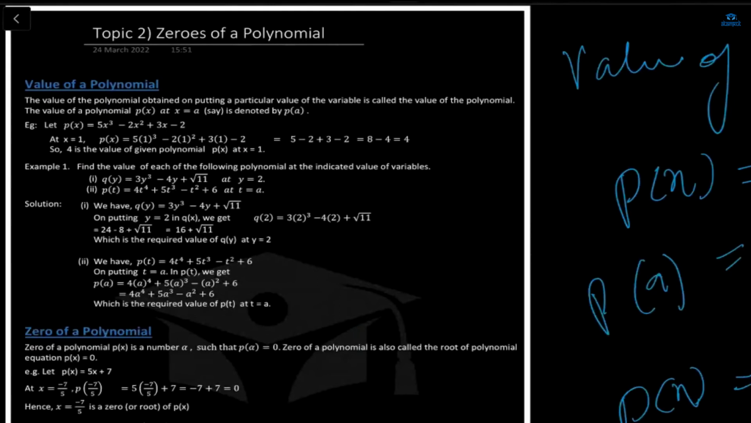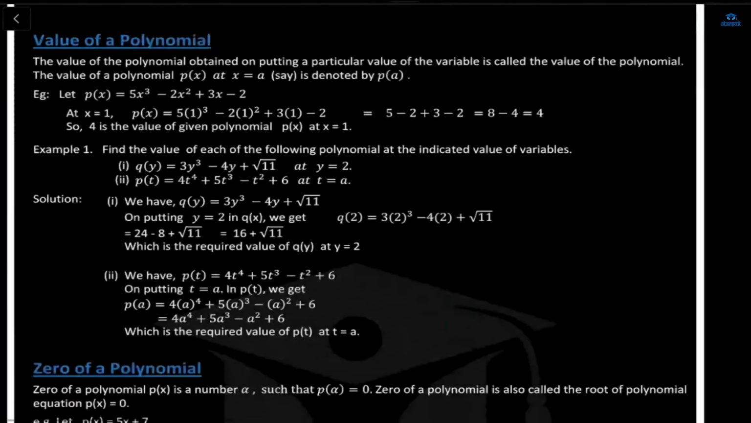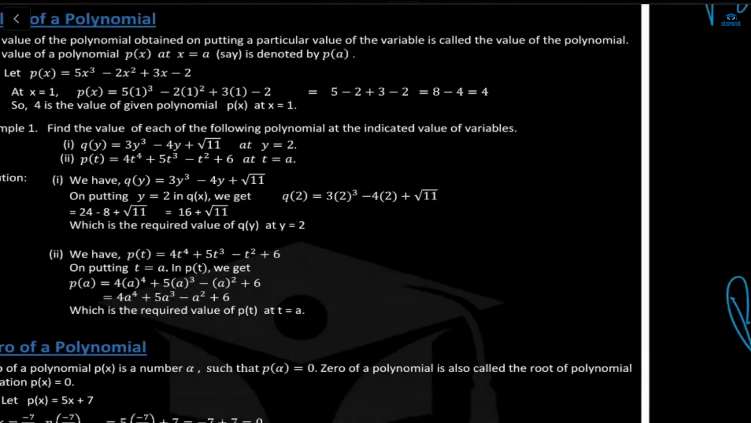Okay, a given point will be there. For example, x equal to 1, x is equal to alpha, x is equal to beta, x is equal to 2 by 3, x is equal to 5 by 6, x is equal to 10. So you have to find out the value. For example, this was a polynomial.